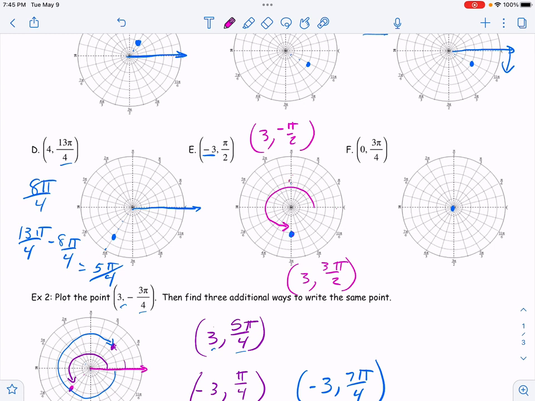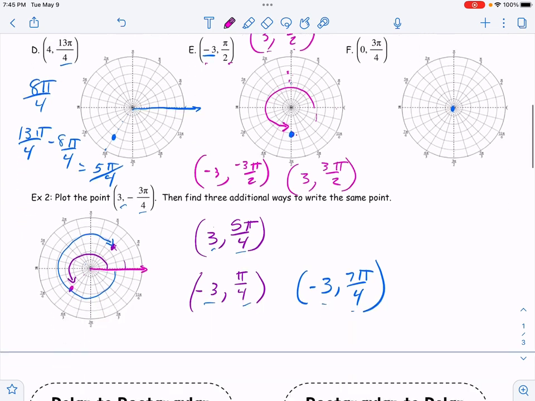I need another negative angle. Oh, we did negative this way. I could do negative this way. Negative 3 pi over 2 and negative 3. So you have both of them are negative, both of them are positive. You have a positive and a negative, positive and a negative. Okay? I'm going to ask you to do that also.